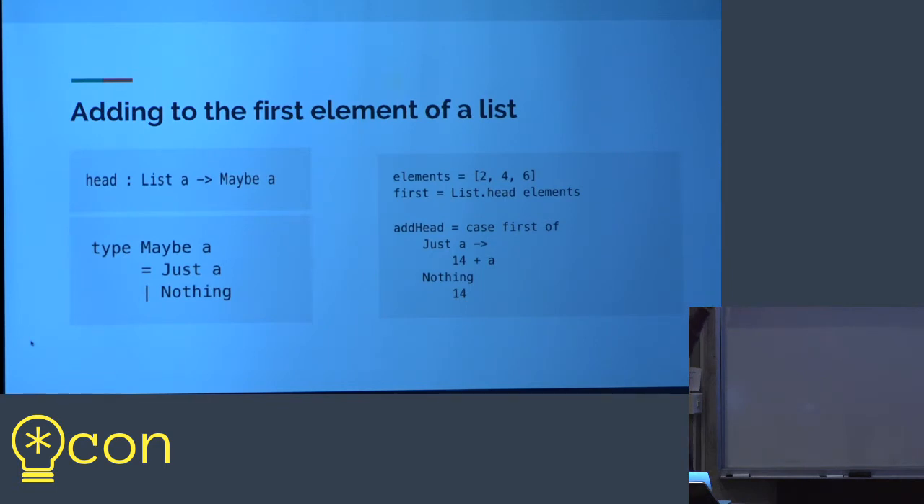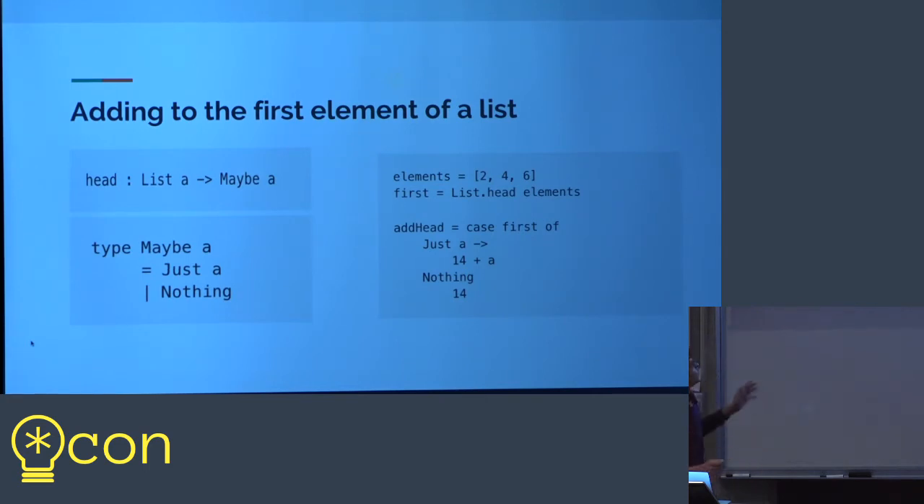So head is a function that takes in a list of elements of type A, and then it returns what's called a Maybe A. A Maybe A is a union type of just A, which is the value, or Nothing. Nothing is the edge case when the array is actually empty, so there is no such thing as the first element.